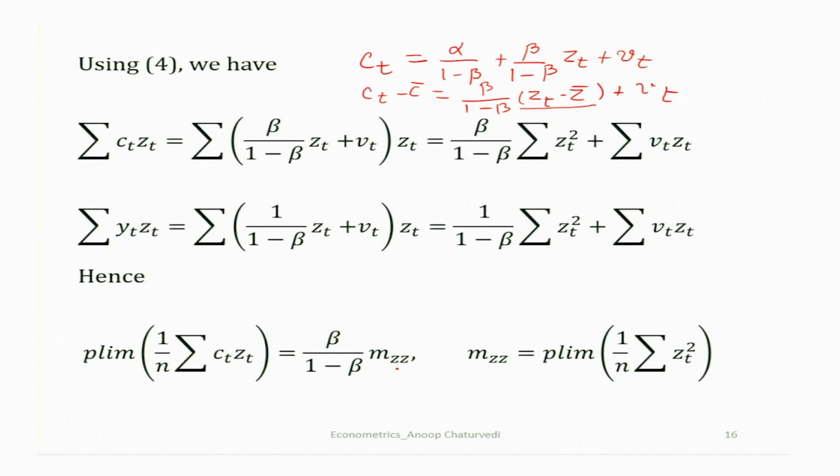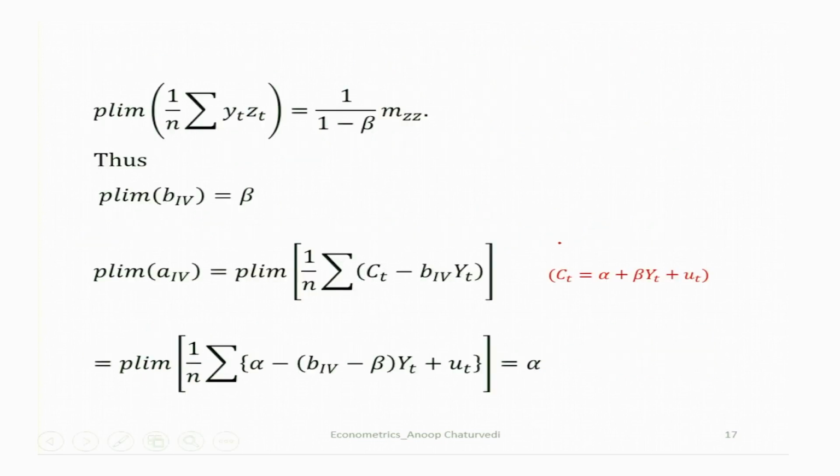m_ZZ. Similarly, you can obtain the probability limit of (1/n) summation Y_t Z_t, and it is equal to 1 upon 1 minus beta m_ZZ. You get this result: the probability limit of (1/n) summation Y_t Z_t equal to this. Now, we obtain the probability limit of B_IV.